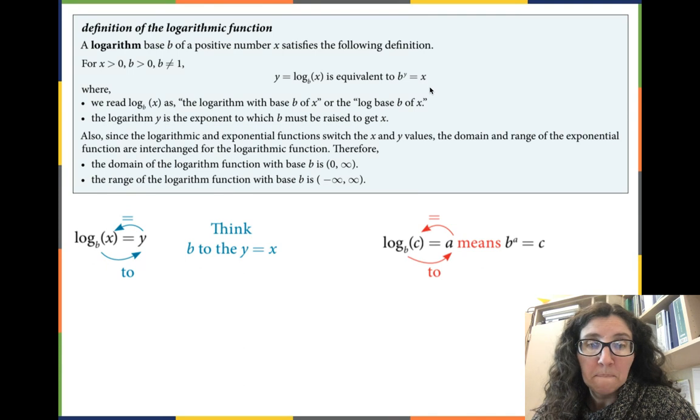Okay? So since the logarithmic and exponential functions switch the x and y values because they're inverses, the domain and range of the exponential function are switched as well. So remember, for our exponential function, let's think the domain was 0 to infinity.